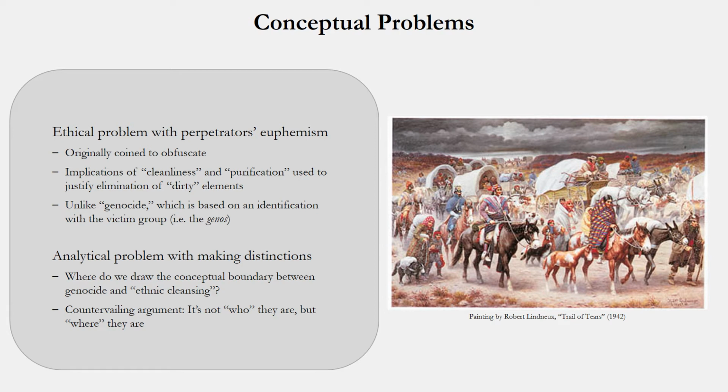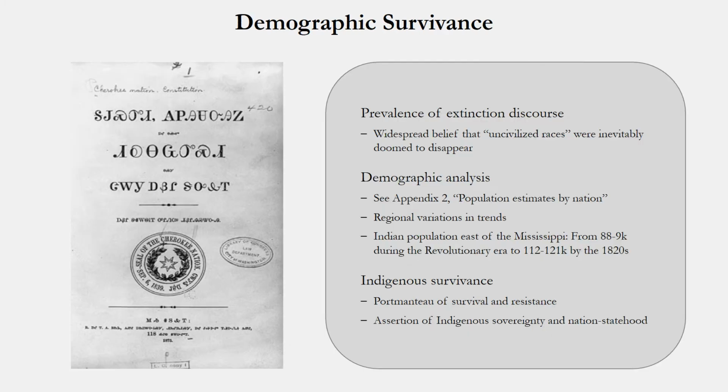Another analytical distinction often made by proponents is that ethnic cleansing targets victims not based on, quote, who they are, but where they are. But for indigenous peoples, where they are is who they are. This will become clearer later when we consider the relationship between the Choctaw people and Nanih Waiya. Okay, with that said, let's turn to the history leading up to removal.